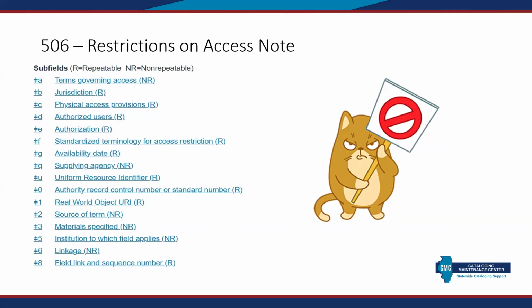Subfield U is lastly the uniform resource identifier. It's usually where the URL goes. And it's simply a URL that leads to more information on whatever restrictions are in place on the item.